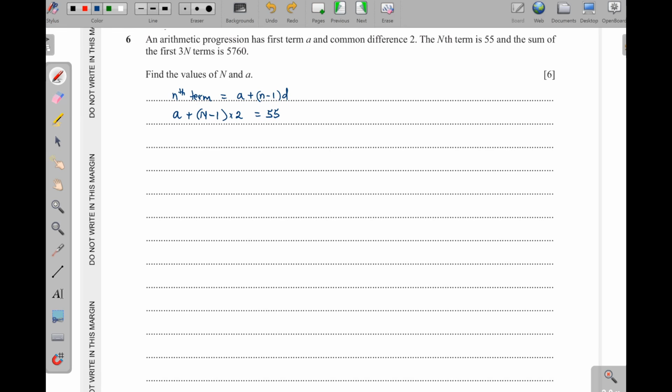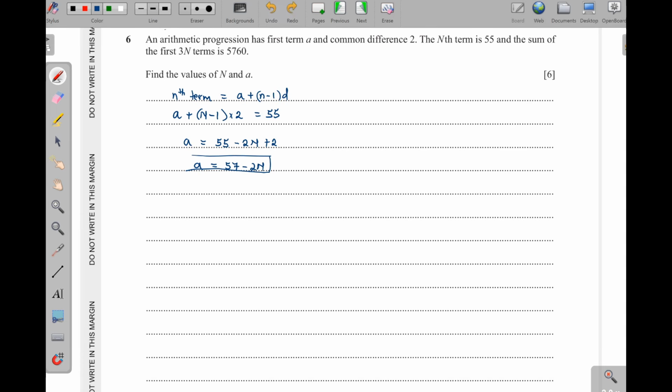Then if I can open the brackets, or I can make this A the subject of the formula, we shall have 55. Then this is 2 times the n, so we shall have minus 2n here when it crosses, and then this is minus 2 when it crosses, it becomes a plus 2. So our A will be equal to 57, then minus 2n. I keep this one.